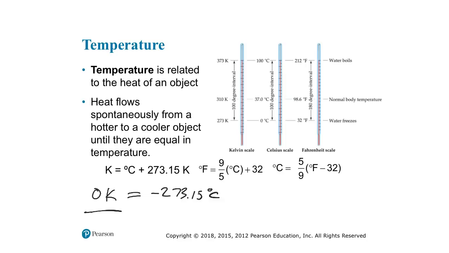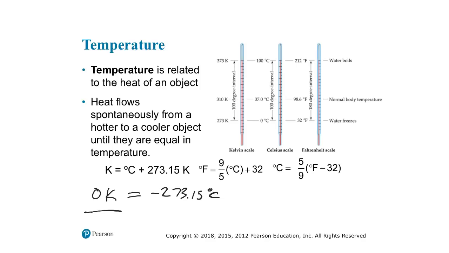Now our conversions to and from Fahrenheit would be: our Fahrenheit temperature would be 9/5 the Celsius temperature plus 32, and then likewise the Celsius temperature would be the quantity of the Fahrenheit temperature minus 32 times 5/9.